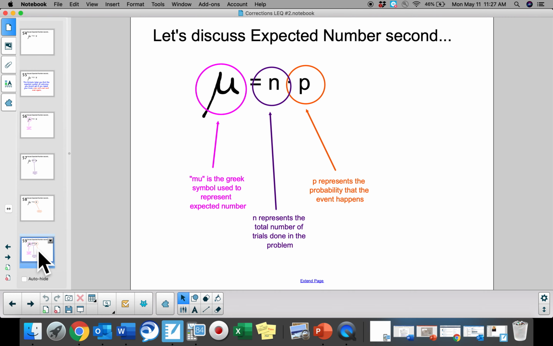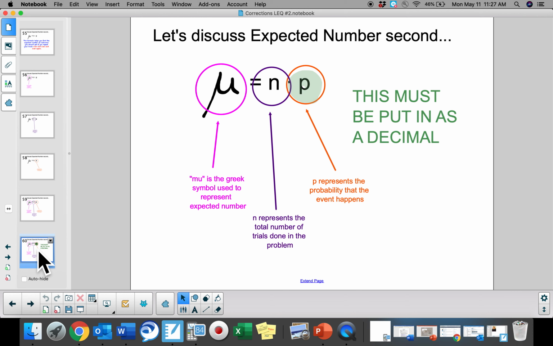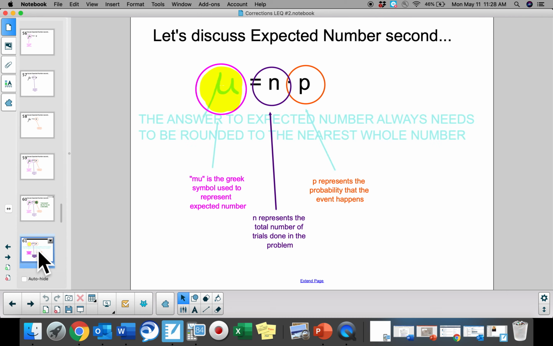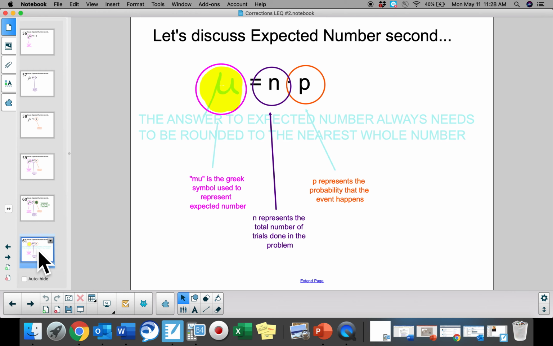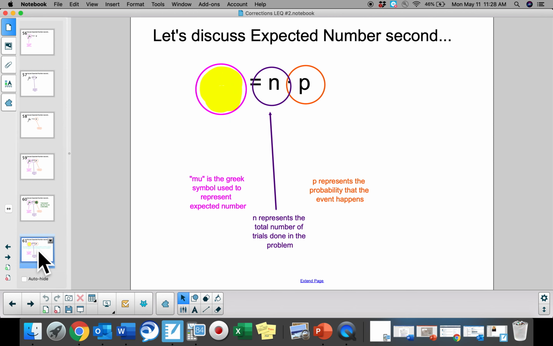Let's try putting them all together. Please note some things. The p must be put in as a decimal, not a percent. And your final answer for mu has to be rounded to the nearest whole number because expected number is a number, not a fraction or decimal or percent.